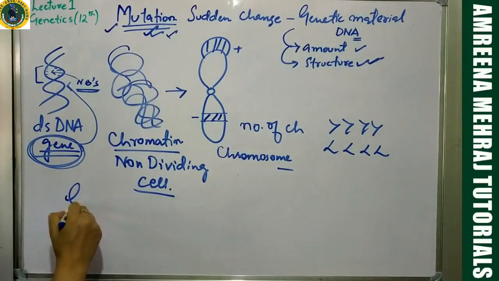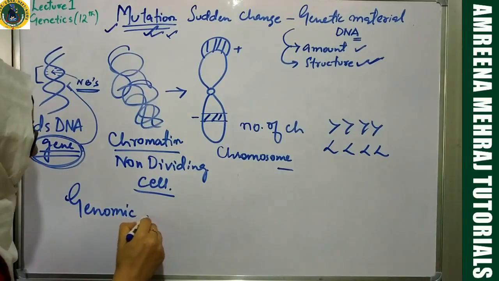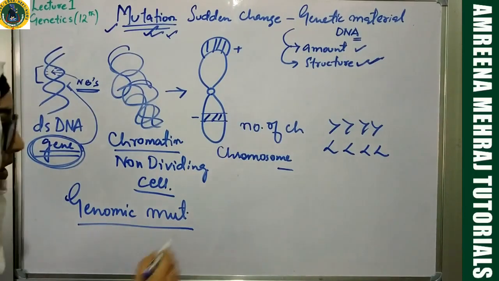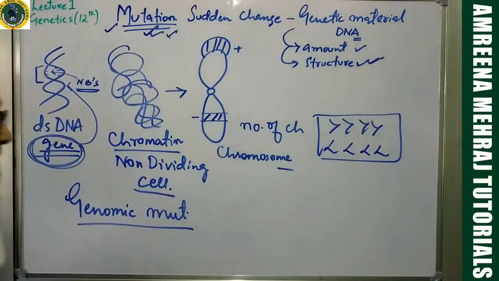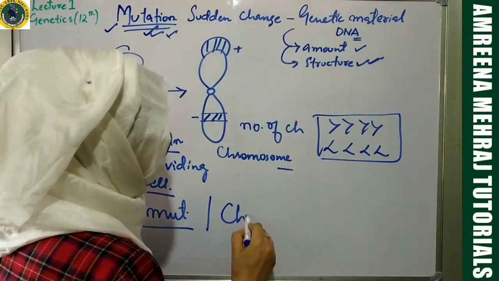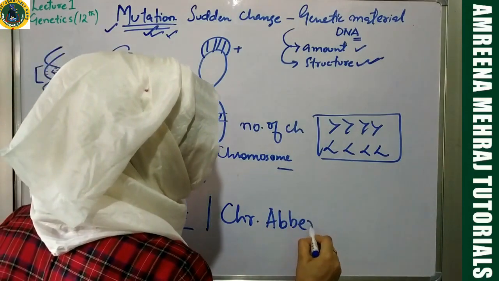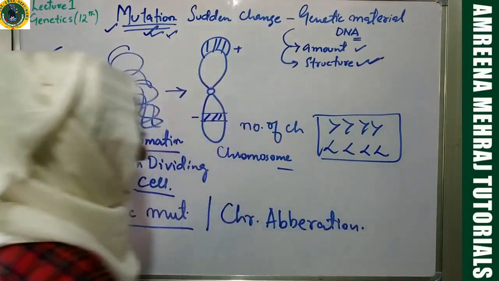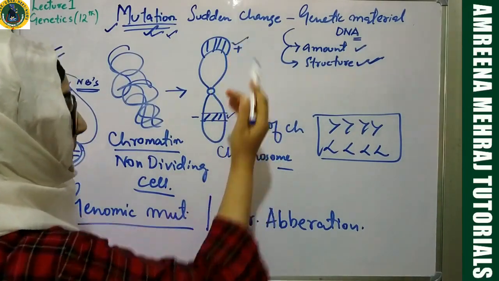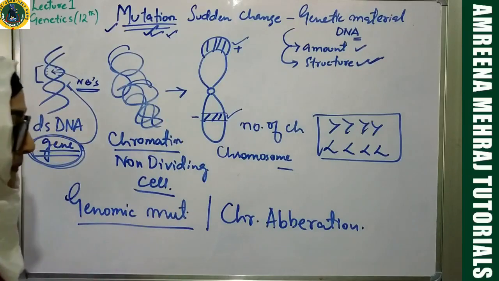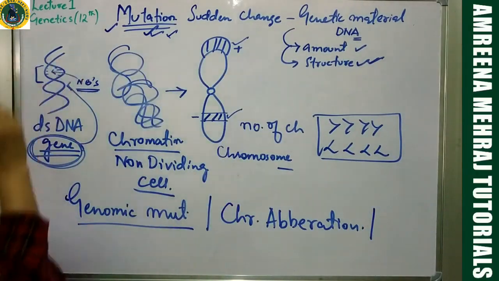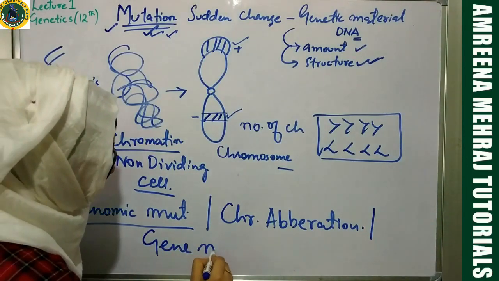So I'll teach you inshallah about genomic mutations, where we will discuss about increase or decrease in the number of chromosomes. I'll be teaching you, inshallah, about chromosomal aberrations, where I will give you idea about chromosome being reduced in size, a part of chromosome being added. Then I'll give you idea about this, where changes will happen at the gene level, which we call gene mutations.